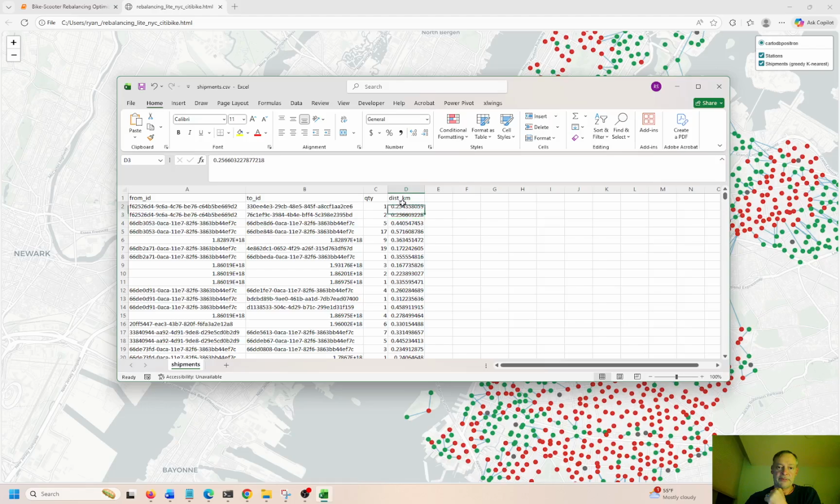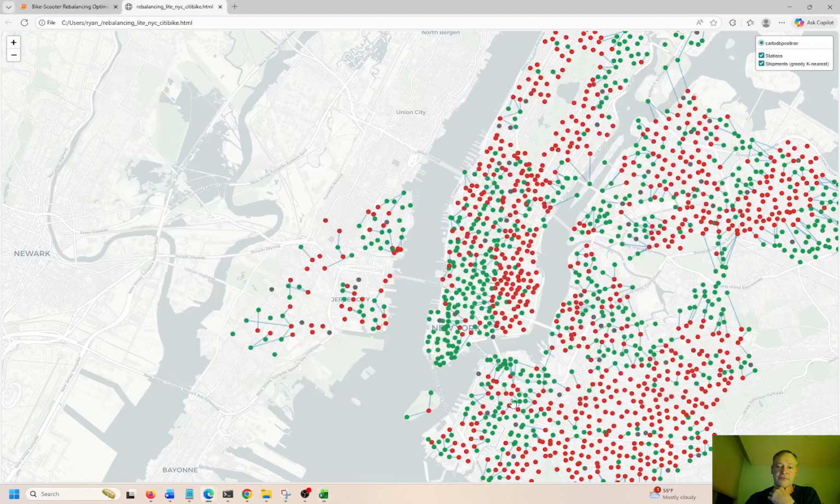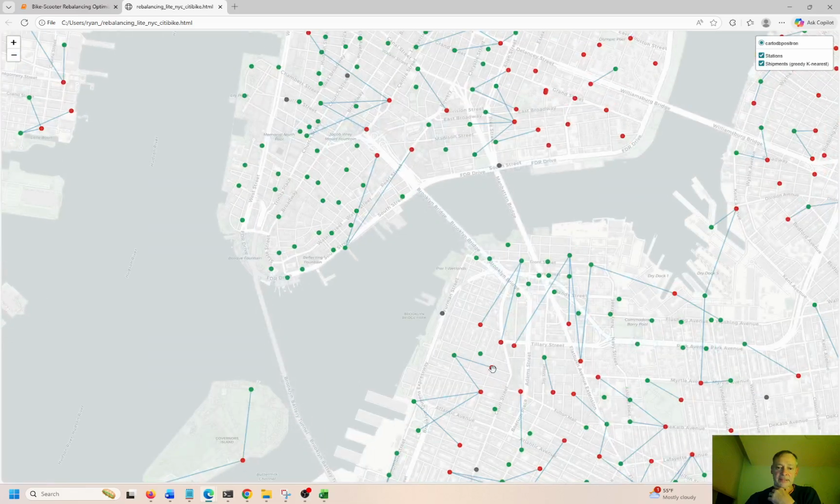Distance in kilometers. And you can see most of these are pretty short, right? It's not going too far. And you can see a lot of these stations are pretty close together, right? Like they're transferring the bike from this station over here to this station over here. Okay.